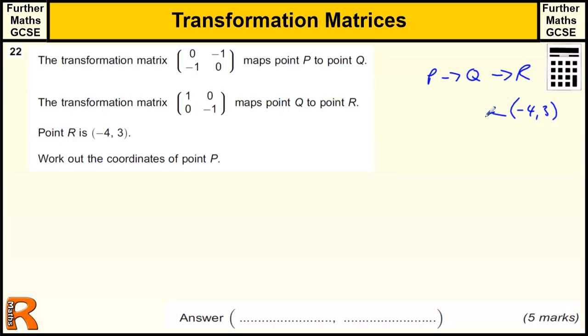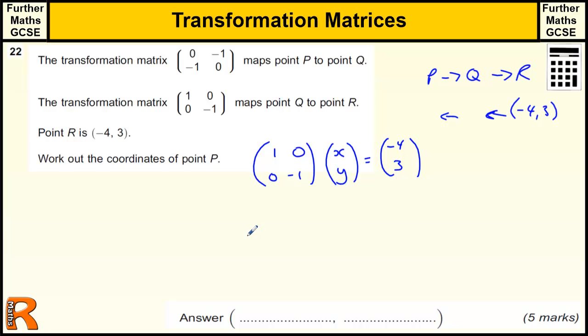So we need to go back to find what the point Q is, and then to go back to find what the point P is. So if we work backwards, if we start with the transformation matrix that maps Q onto R, then we have the x and y coordinates of Q. That gives us the value of (-4, 3) for R.